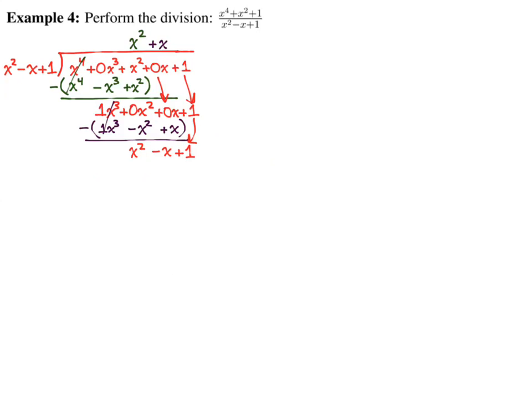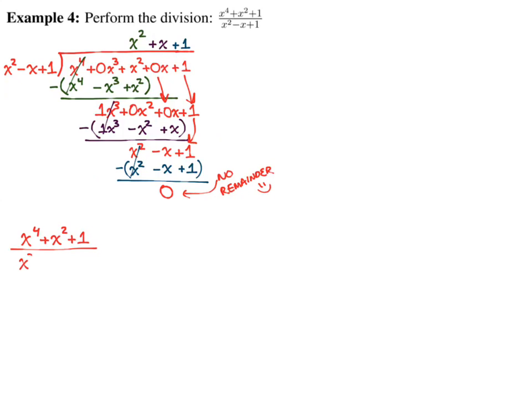Anyway, so let's go ahead and up top, something times the x squared minus x plus 1. Oh, 1, because 1 times x squared is x squared, and 1 times negative x is negative x, and 1 times 1 is 1. And we'll subtract it away, and you've got nothing left. There's no remainder again. I'm telling you, this is getting better and better. So, rewriting it just so I can have something to show the answer off of. X to the 4th plus x squared plus 1 over x squared minus x plus 1 equals, and the answer is x squared plus x plus 1.